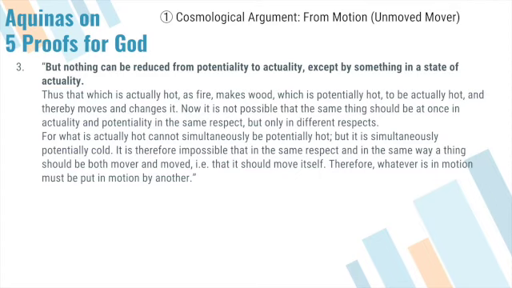He continues, it is therefore impossible that in the same respect and in the same way a thing should be both mover and moved, that it should move itself. Therefore, whatever is in motion must be put in motion by another. Okay, so far, all that he's established in this argument is that whenever something is moving or changing, it has to have been set in motion by something that was prior to it, that was already moving, right?